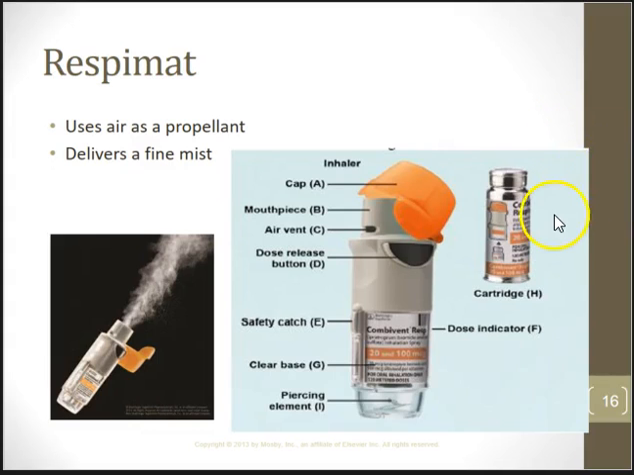This is a picture of a Respimat, which is similar to a metered dose inhaler. It's kind of the 2.0 version, if you would, of a metered dose inhaler. The metered dose inhaler in the previous screen had a propellant. It's kind of like a can of hairspray or anything that would come out of a can that sprays. It's got something in there. With a Respimat, the actual propellant is air. It delivers a very fine mist, as you can see in this picture. And it's also got a specific number of doses. So you have to prime it with the air and release it properly.